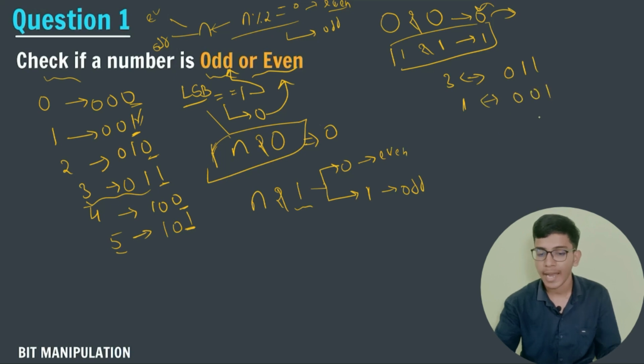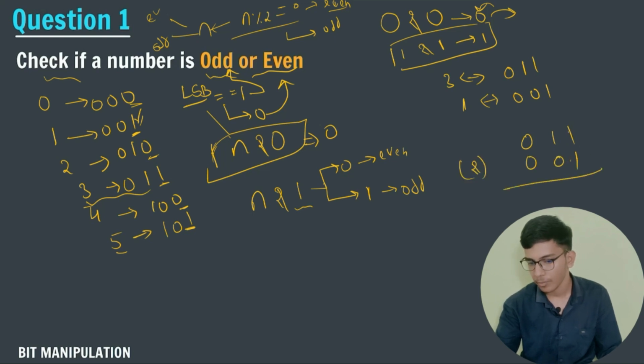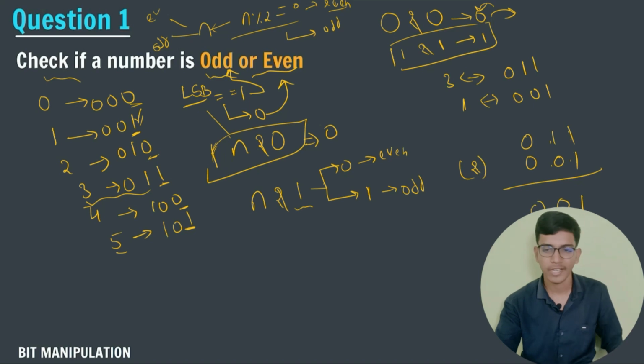And I am performing AND between them, 011 and 001. You can see that 1 and 1 will give me 1, 1 and 0 will give me 0, and 0 and 0 will give me 0. You can see that the least significant bit here is 1.